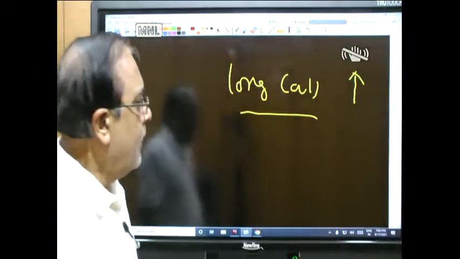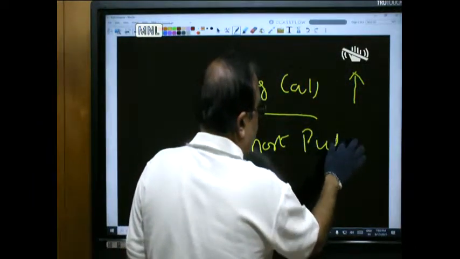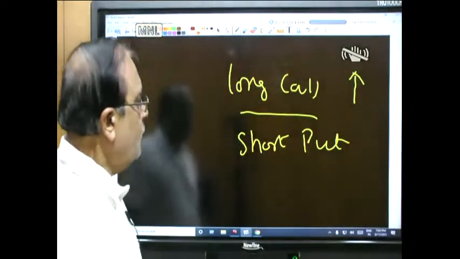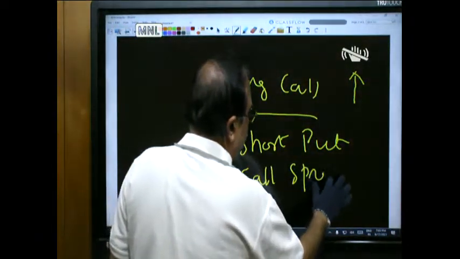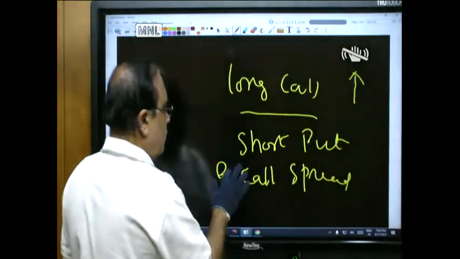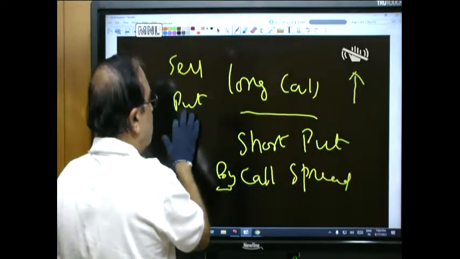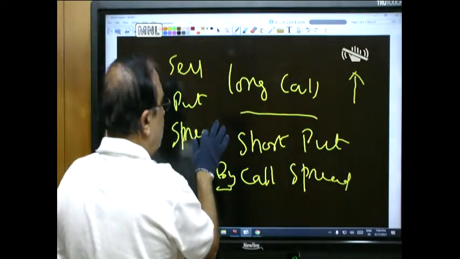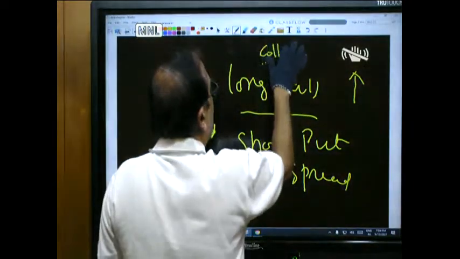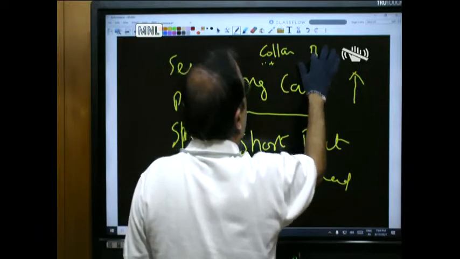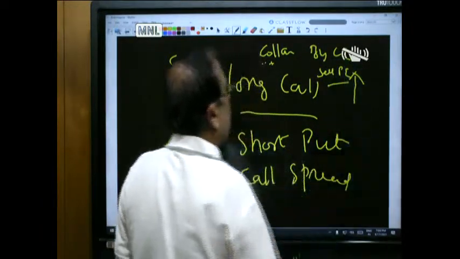It's a long call or short put, right? Short put, this is one. Then third is of course the call spread, buy call spread, or you have sell put spread, right? Or you do a collar option where you are buying call, selling put, right? So you are doing these strategies.